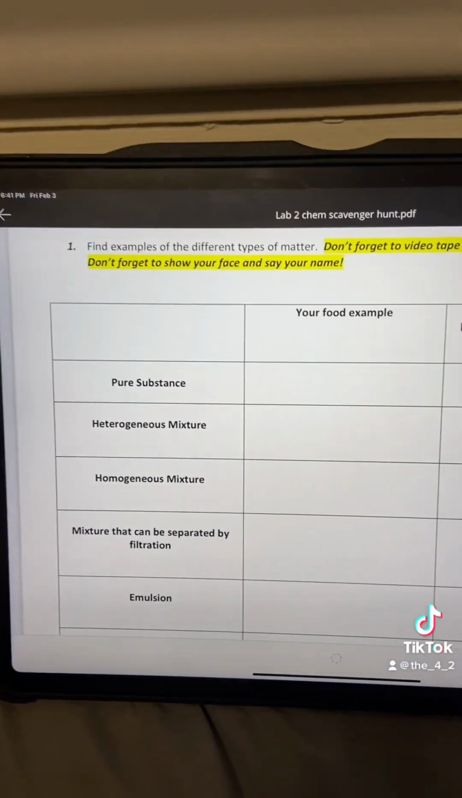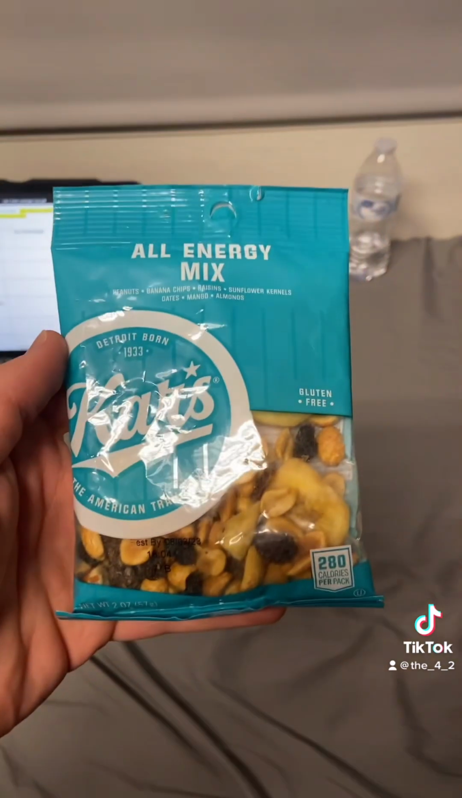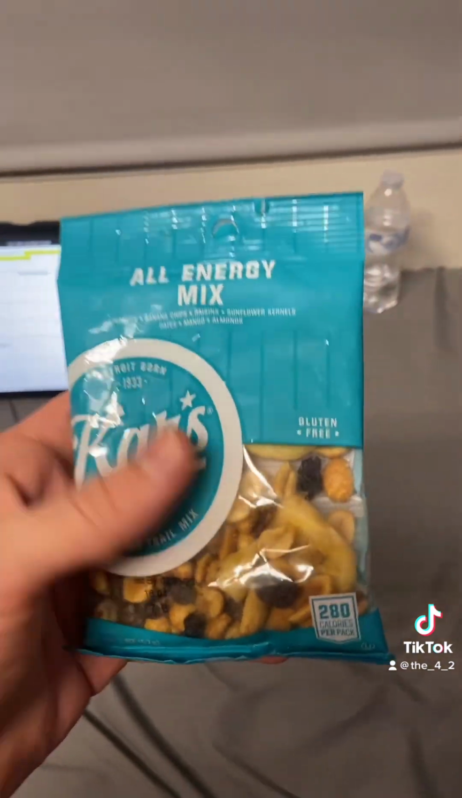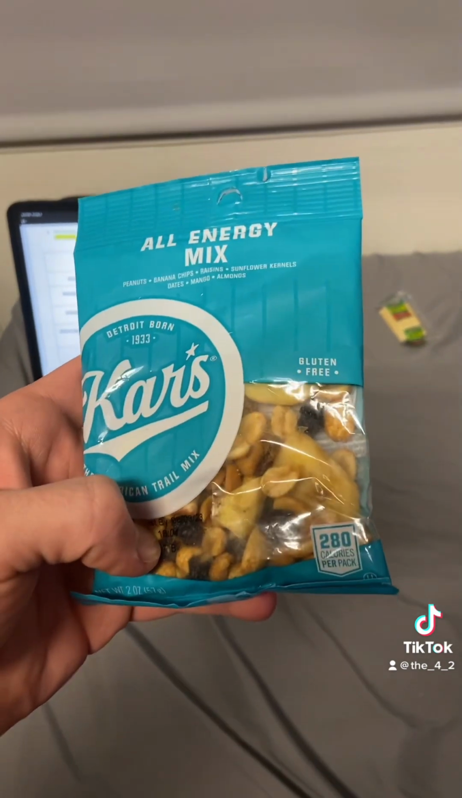Our next example is the heterogeneous mixture. I have trail mix, and it's a heterogeneous mixture because there are multiple elements that you can see. Isn't that right, Gray?